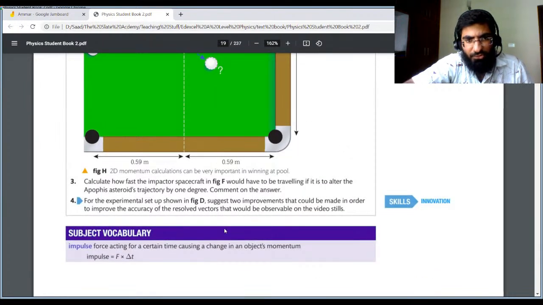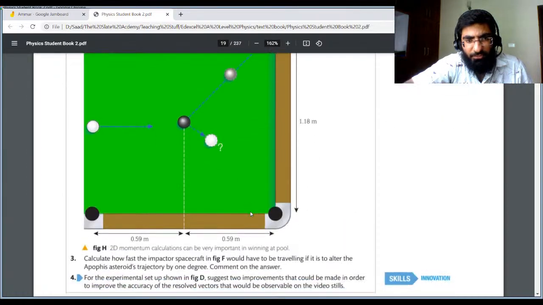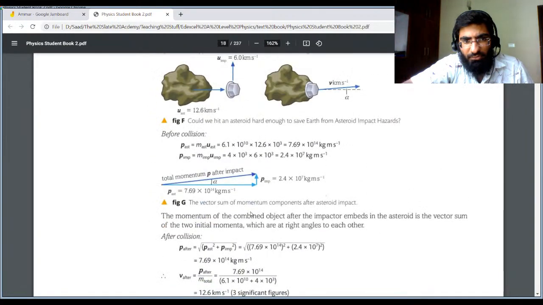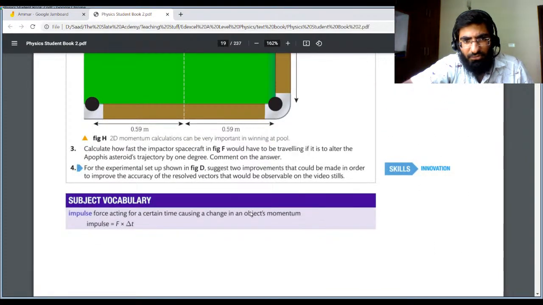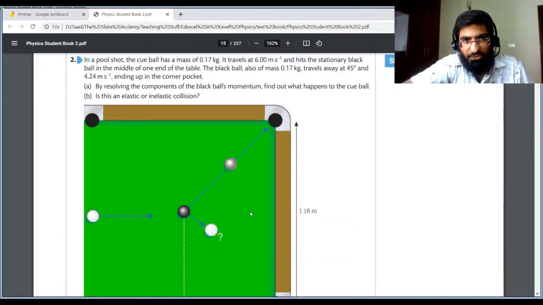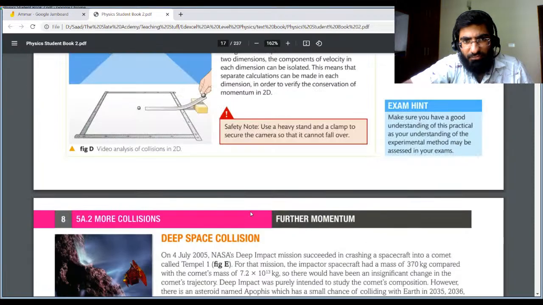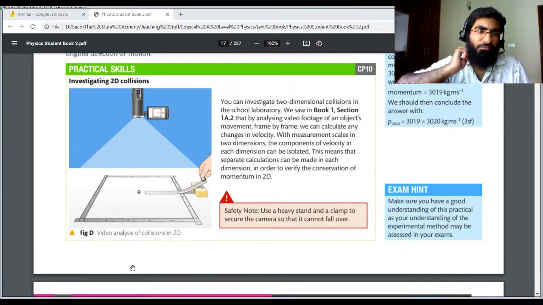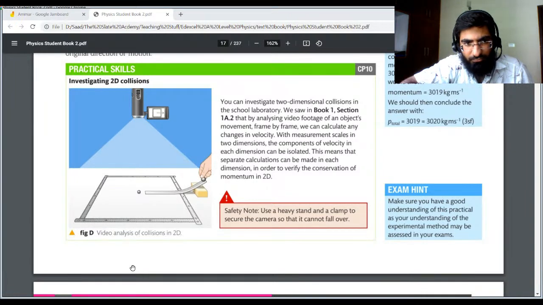Fourth. Shall we do the fourth as well? For the experiment shown in figure D, suggest two improvements that could be made. Which particular figure is it talking about? More observable in the video stills. What do you suggest? And I don't even understand the experiment.